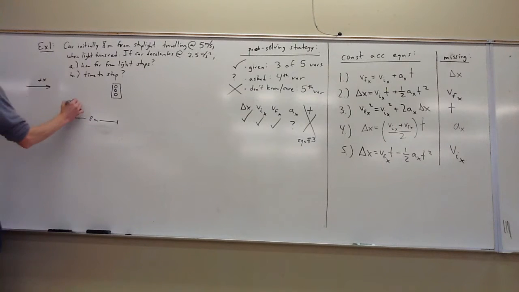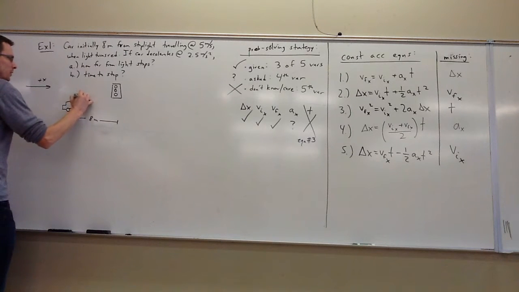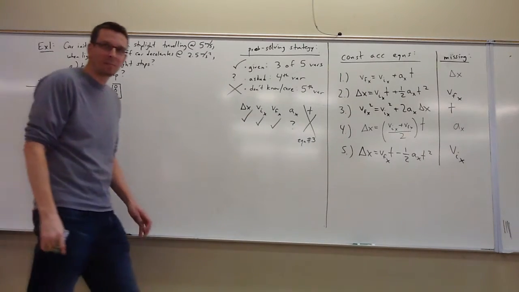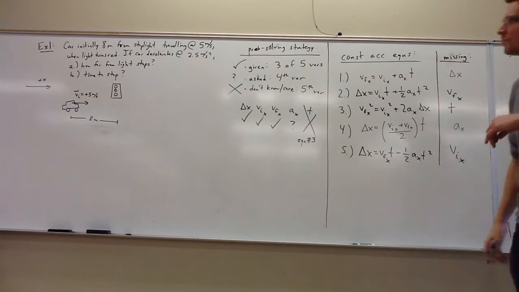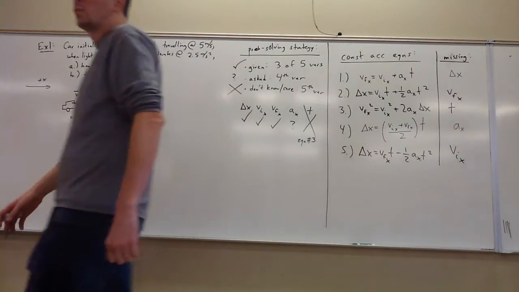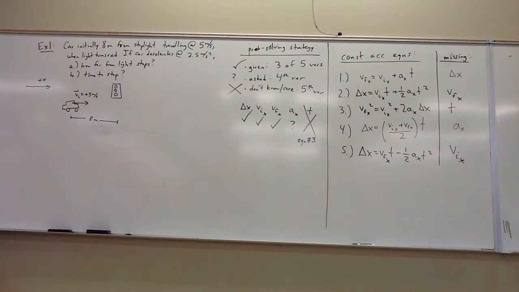And so for me, the initial velocity is plus 5 meters per second, right? So it's plus because I decided that it's in my plus direction. What's the direction of the acceleration? Is it to the right or left? Left. I want to slow down, right?